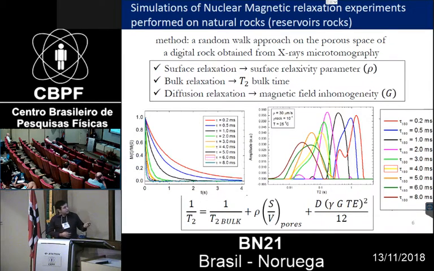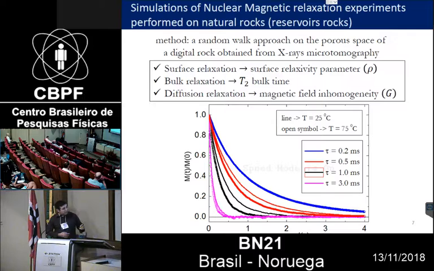One of the interesting things that we already know is that the temperature does make a difference in the magnetization. As you can see, we have two temperatures here, 25 degrees and 75 degrees, and it does change the magnetization curve. This is something we already know from our simulations, right?